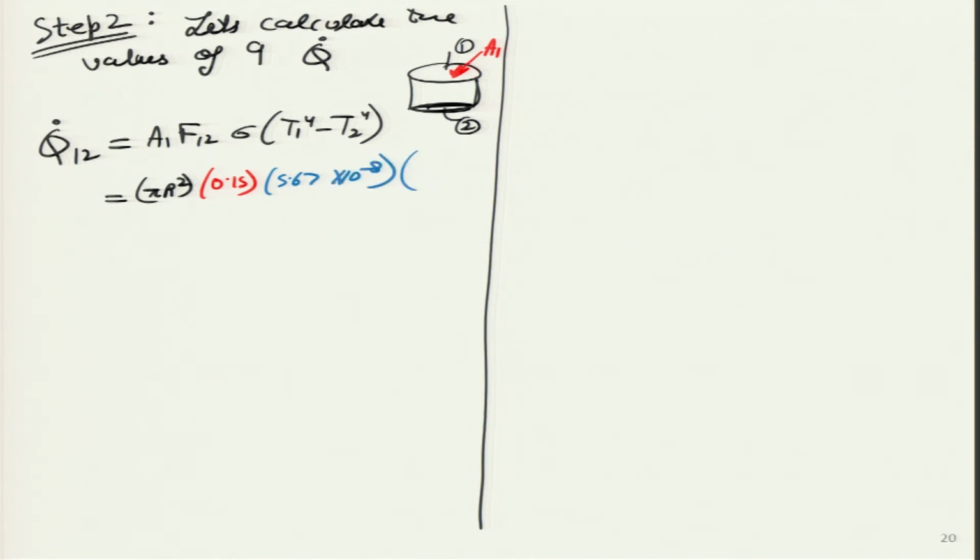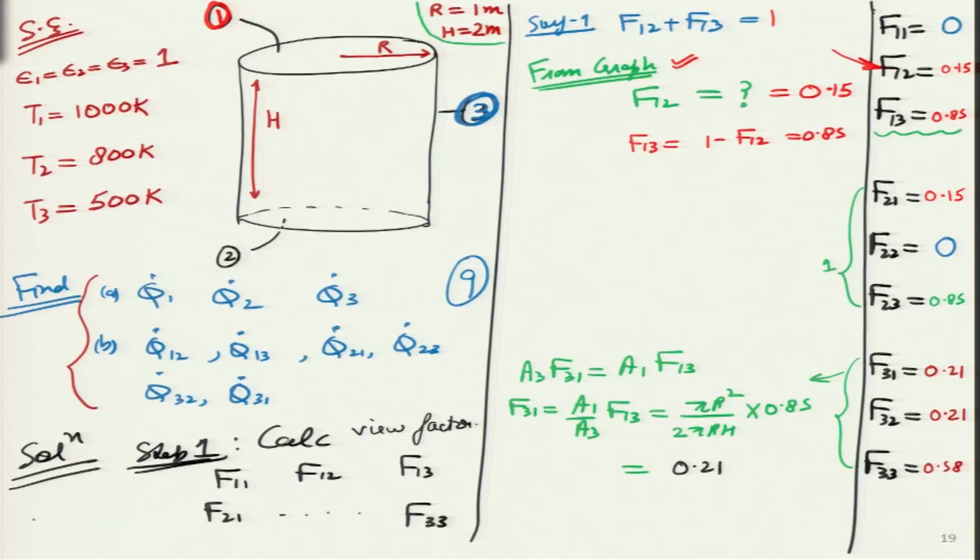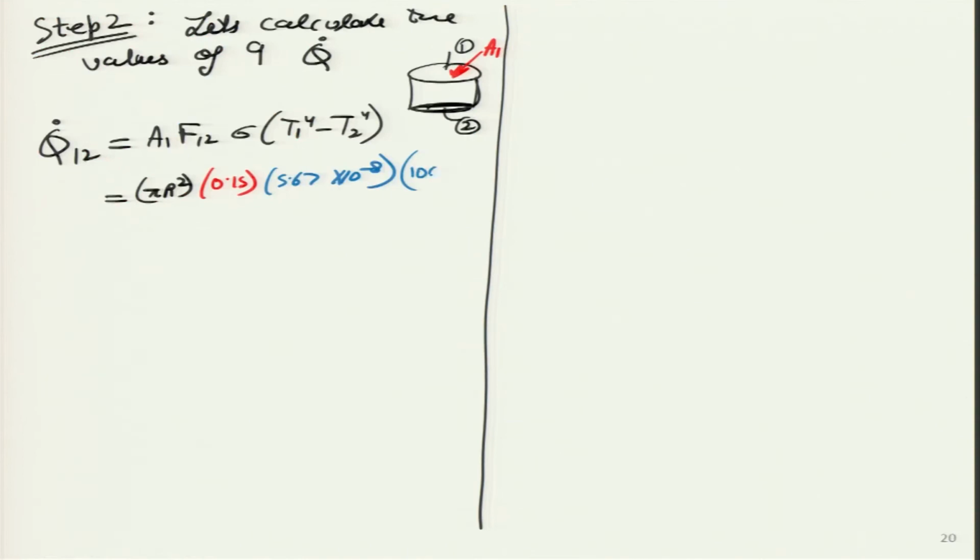T1 to the power 4 minus T2 to the power 4. T1 is given here, T2 is given over here. So, it says 1000 to the power 4 minus 800 to the power 4. R value is given to me as 1 meter. So, I can plug in this particular value. Mathematics I will leave to the students. So, we do the whole thing.